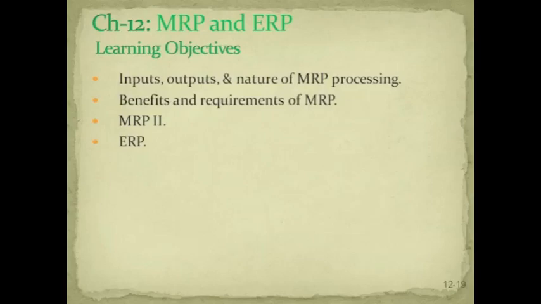Today we go through chapter 12, which is on MRP and ERP. We'll look at inputs, outputs, nature of MRP processing, benefits and requirements of MRP, and then what is the difference between MRP and MRP2, and then finally ERP.